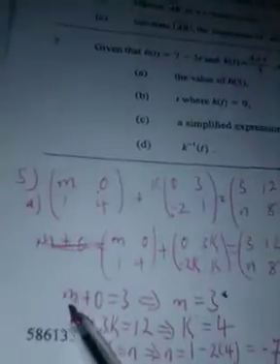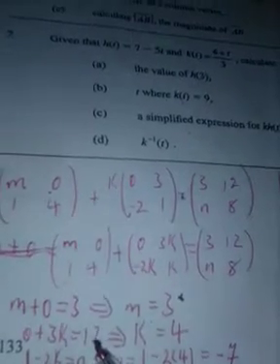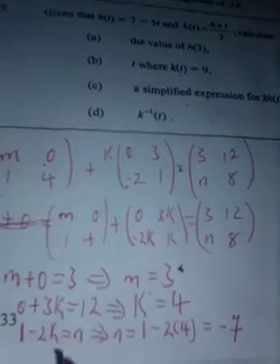So if m plus 0 is equal to 3, that means m is 3. 0 plus 3k is equal to 12, so divide both sides by 3, and we get k is equal to 4. And if k is equal to 4, I can find n. n would be 1 minus 2 times 4, which is 8. 1 minus 8 is equal to minus 7.